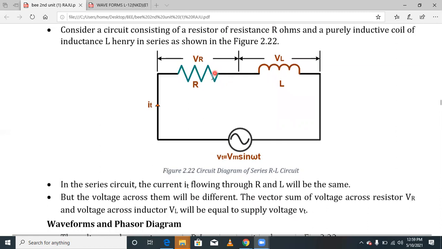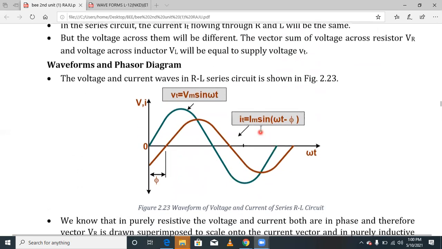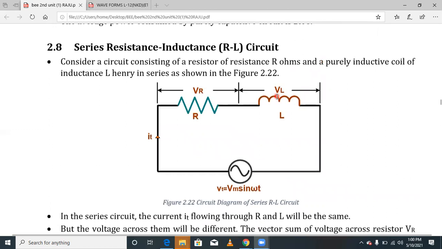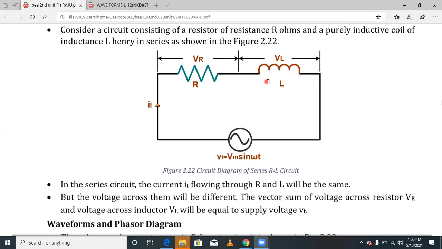But considering the total RL circuit, this is not a pure inductor, no? We have some resistance. That's why it is lagging. Across the inductor, the current lags and the voltage leads. The current lags because of resistance. The angle decreases to some angle. It is not equal to 90 degrees, because of the resistance effect.